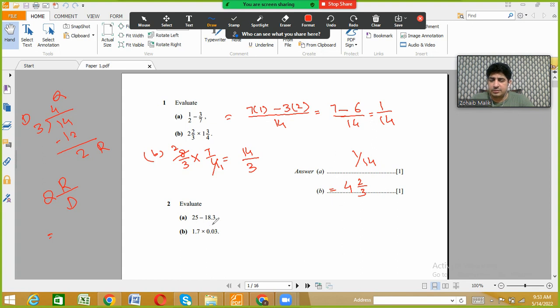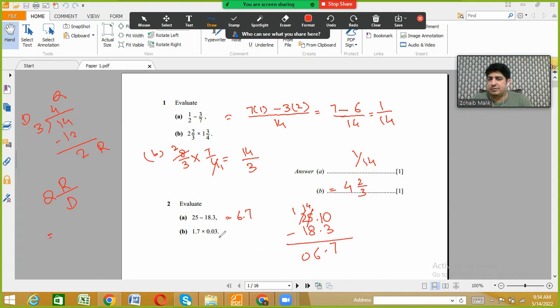Now evaluate question number 2 part A: 25 minus 18.3. When we subtract decimal values, we have to put the point under the point. If 25 does not show a point, there is definitely a point at the end. So 25.0 minus 18.3. 10 minus 3 would be 7. 4 minus 8 is not possible, so we take a carry from here. 14 minus 8 is 6, and 0. It means the answer is 6.7.